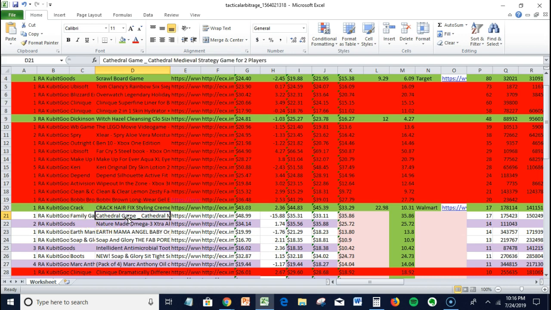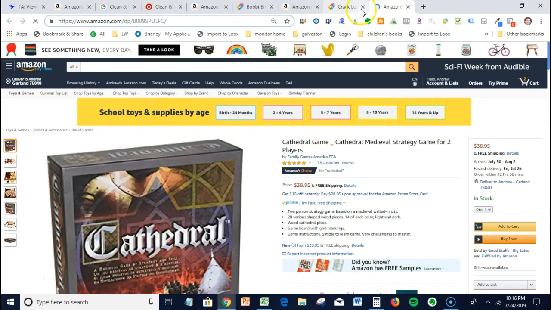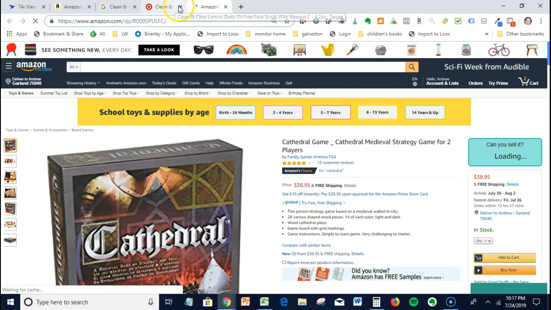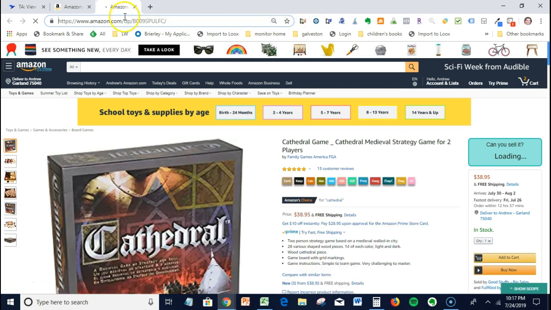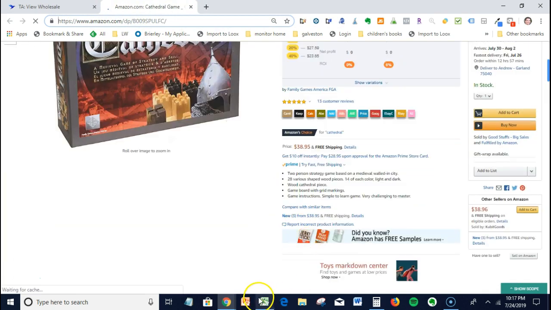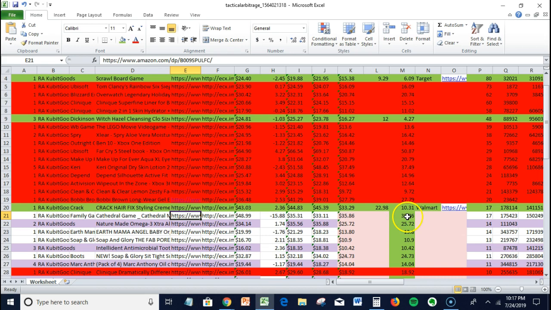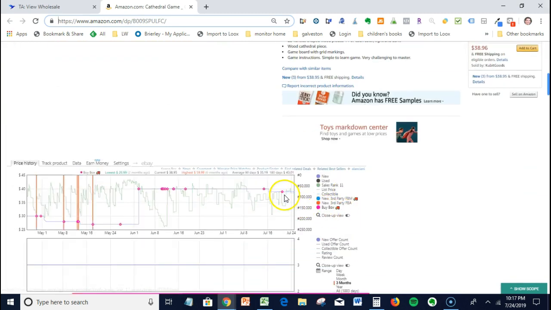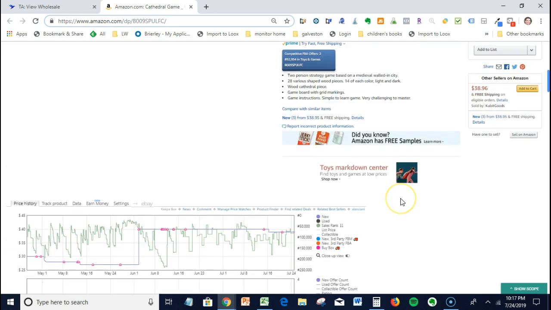It's a game here. Now I said don't do video games, but board games, maybe we can have some more left. They're not quite as competitive as video games. All right, so this game, $38.95. That's weird. It was $48 here, but it's dropped to $38.95. Interesting. Let's see how many sellers. There's not that many sellers here.